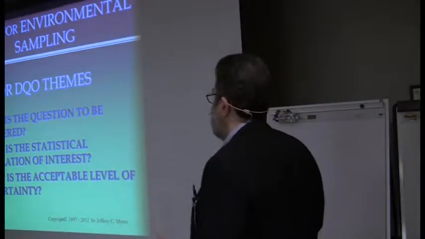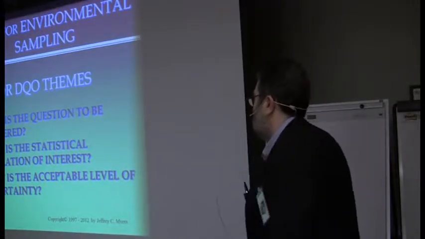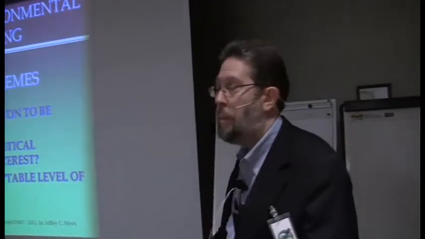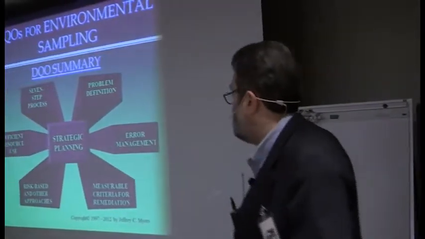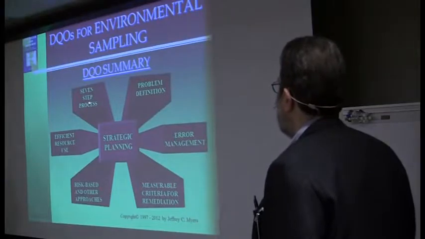What is the question to be answered? Is a major DQO theme. What is the statistical population of interest? And what are the levels of error? Sounds a lot like my basic 3 questions. Okay? And so, in summary, we have a 7-step process on DQOs.